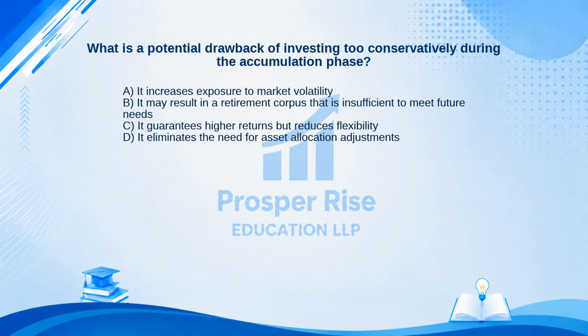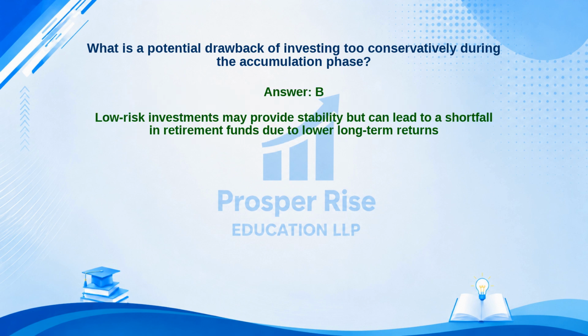Take a moment to pause the video and decide. The correct answer is Option B. Let's see why. Low-risk investments may provide stability but can lead to a shortfall in retirement funds due to lower long-term returns.